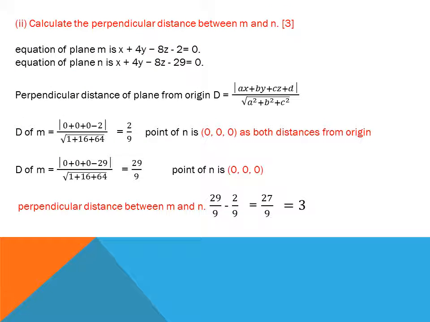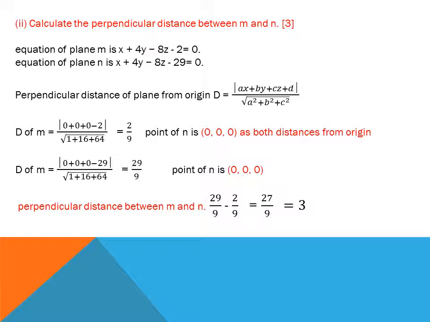In the second part, calculate the perpendicular distance from M and N. I explained here the formula, perpendicular distance of a plane from origin. Any plane from origin is ax1 plus by1 plus cz1 plus d. It means a, b, c are the coefficients in the plane M. Coefficient is x plus 4y minus 8z. A is 1, B is 4, and C is minus 8, and D is minus 2 for plane M. We are finding the distance of these planes from the origin, so x, y, and z in both planes should be 0.